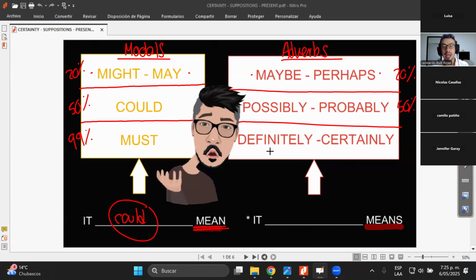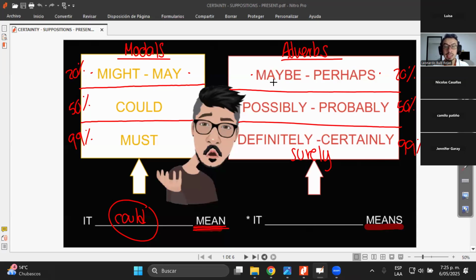It's a possibility. And then we have definitely, certainly, and what was the other one? Surely, which means seguramente, right? Definitely, definitivamente, and certainly, ciertamente, right? And all of them mean that we are 99% sure about something.